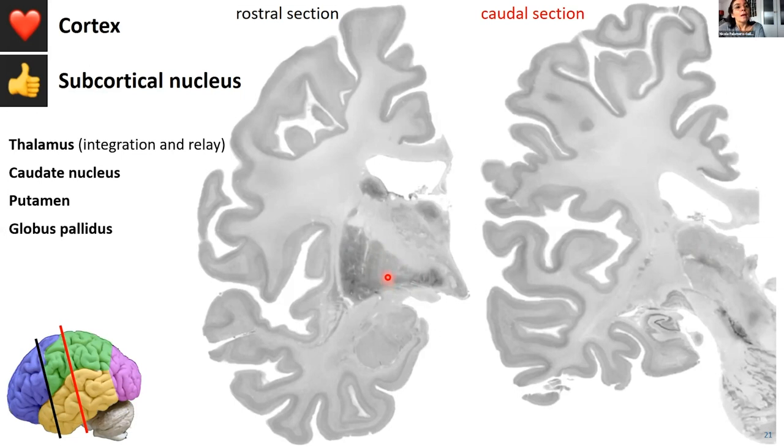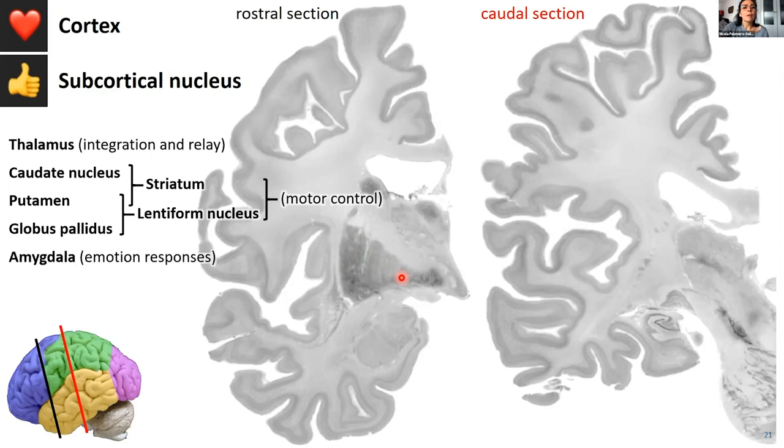Now, remember I told you just a second ago that the caudate nucleus and the putamen build a structural entity which we call striatum. Well, the putamen and the globus pallidus build a functional entity which we call lentiform nucleus. And the striatum and the lentiform nucleus play a very important role in motor control.